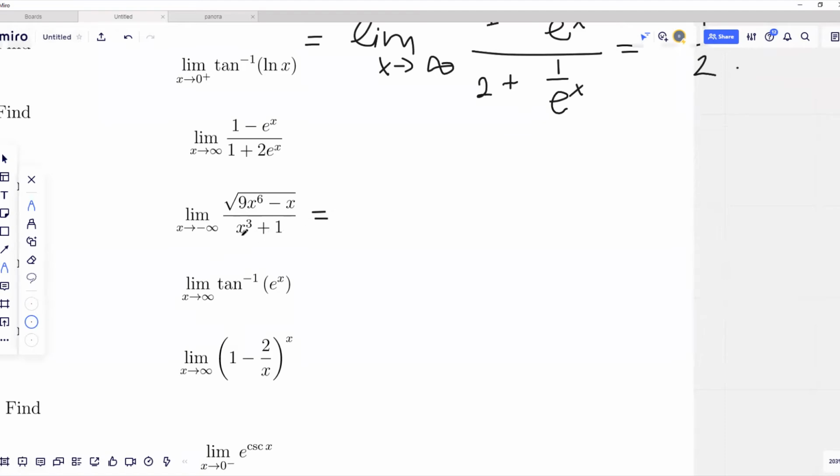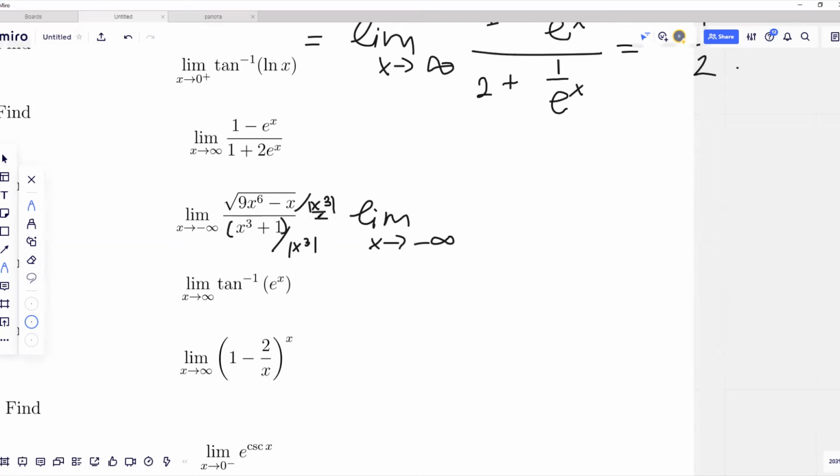Here we can divide both numerator and denominator by x cubed. We'll end up with limit as x goes to minus infinity. So we have to be careful here, since x goes to minus infinity. We are going to divide both numerator and denominator by absolute value of x cubed.